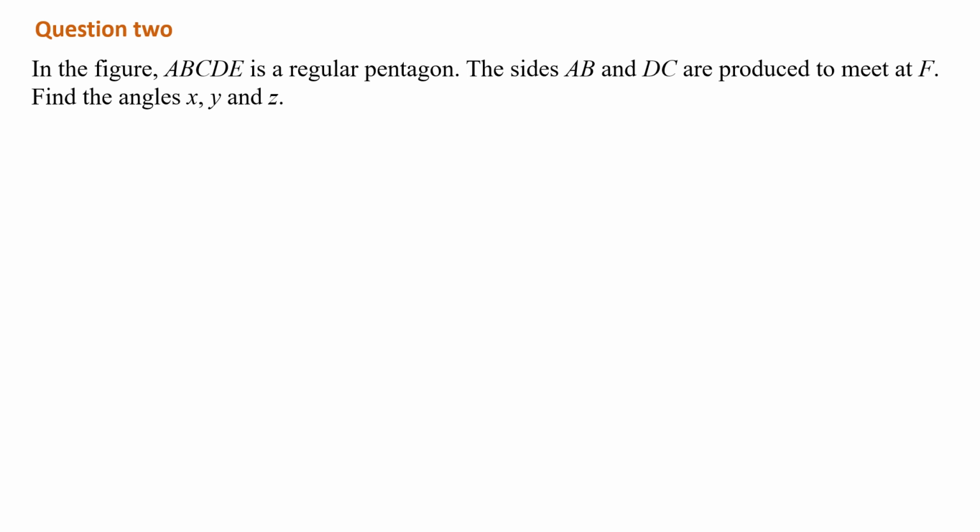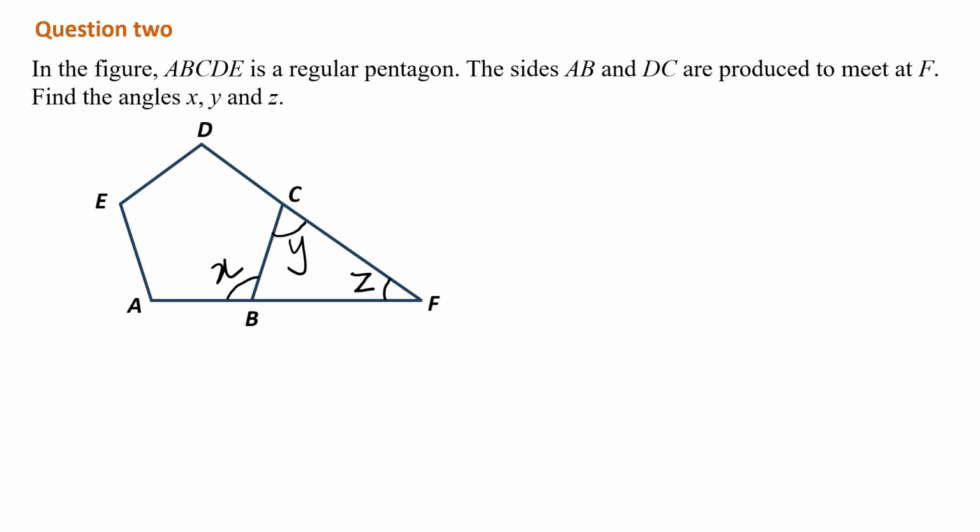So a pentagon is a 5-sided figure. Let's have a pentagon, and then the sides AB and DC are produced. When you say AB and DC produced, it means you just draw the line AB longer, and you draw the line DC longer. When you draw these two lines longer, they will meet at point F. This is what it means. And you are asked to find the angles x, y, z.